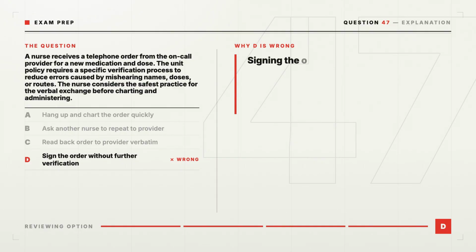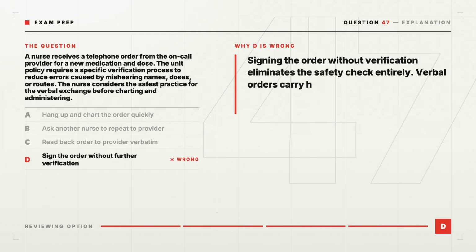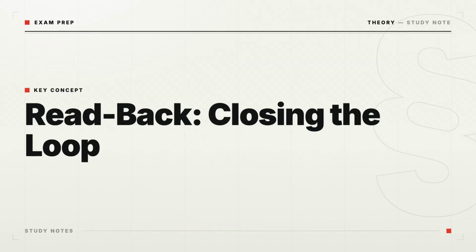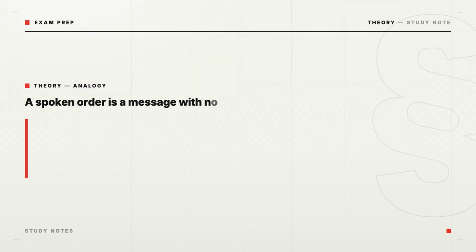D is wrong because signing the order without verification eliminates the safety check entirely. Verbal orders carry higher risk for sound-alike confusion, so additional verification through readback is required by most facility policies. Verbal and telephone orders are fast and convenient, but they exist only as sound for a moment, which makes them one of the easiest ways an error can enter a patient's care.